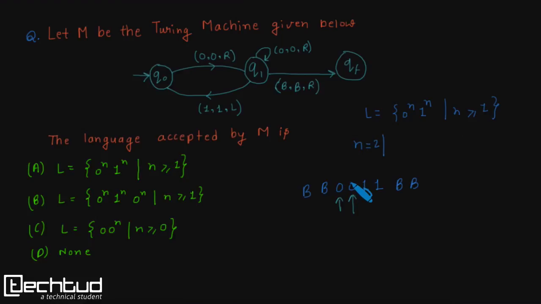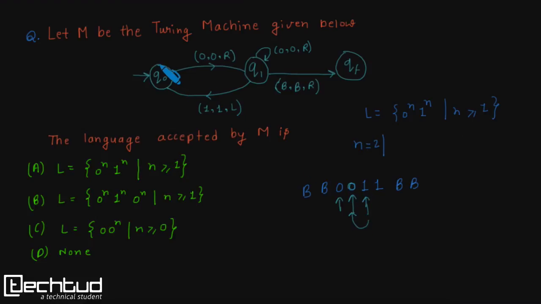Now you are in state Q1 and the symbol is 0. If you are in state Q1 and the input symbol is 0, you will again leave it as 0 and move to the right direction. So now you will be at 1. You are in state Q1 and the symbol is 1. If you are in state Q1 and the symbol is 1, you will leave it as 1 and move in the left direction, which means you are again here.